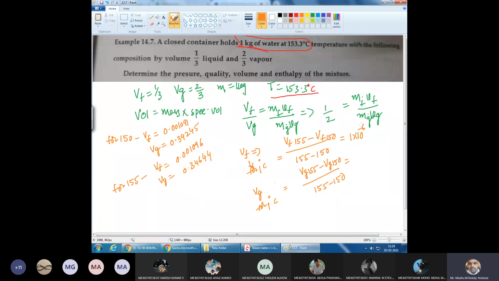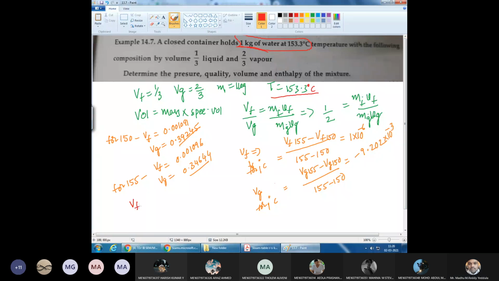So directly you are getting 1 into 10 power minus 6, or 0.000 something like that. Okay, next, the VG value. This VG value minus, you are getting minus 9.202 into 10 power minus 3. Okay, right.